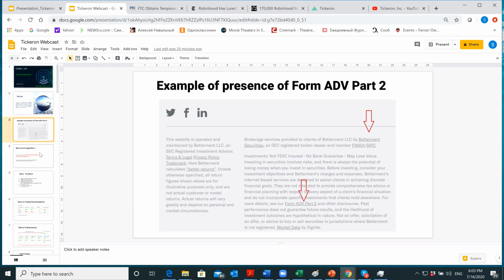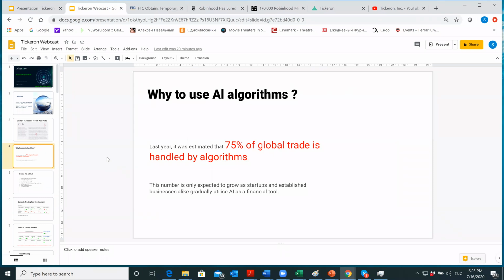Let's move on. So why AI? Because some people say 75% of global trades are made by AI algorithms. Some people say now it's 90%, but it's a pretty big number. And if you don't use any algorithms, you are really disadvantaged compared to those who do use them, okay?